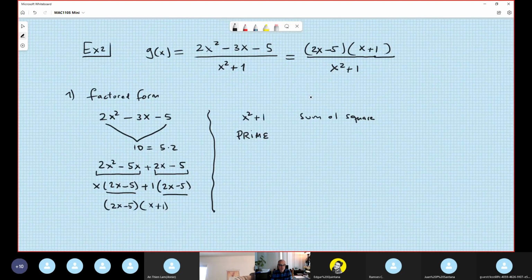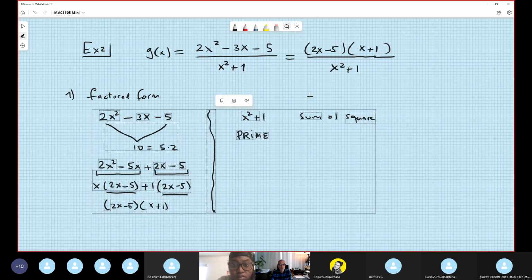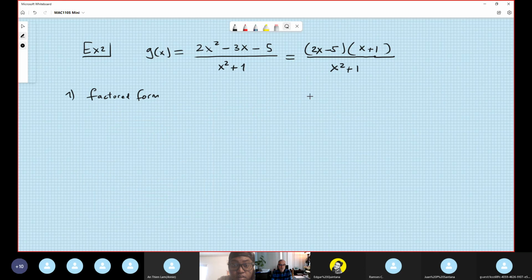Any question? Do you understand every step very well? Do you understand why it's impossible to factor x squared plus 1? Okay, this is the factored form. I did that. Where is the second step?